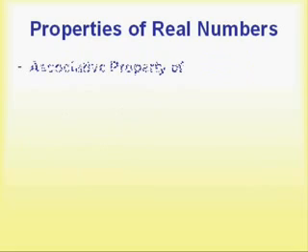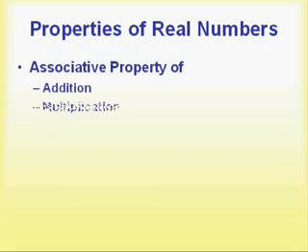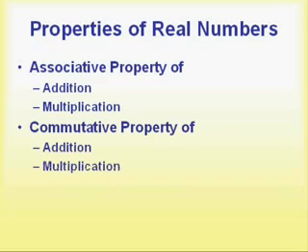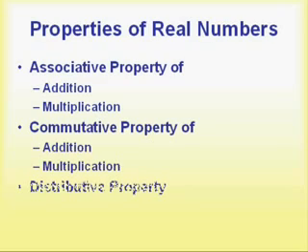Properties of real numbers. We'll talk about the associative property of addition, the associative property of multiplication, the commutative property of addition, and the commutative property of multiplication. And finally, the distributive property, which is the most useful of all the properties of real numbers.